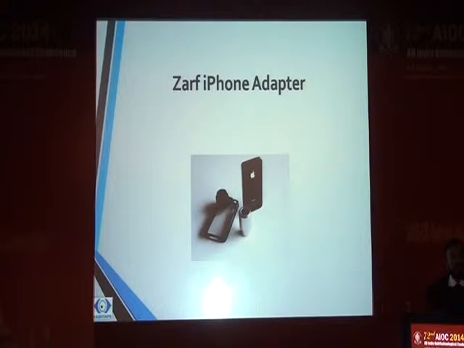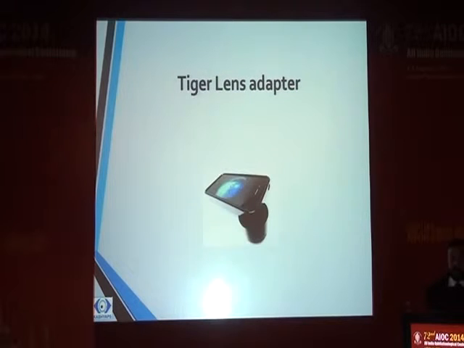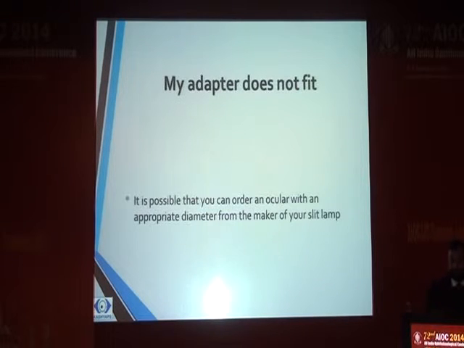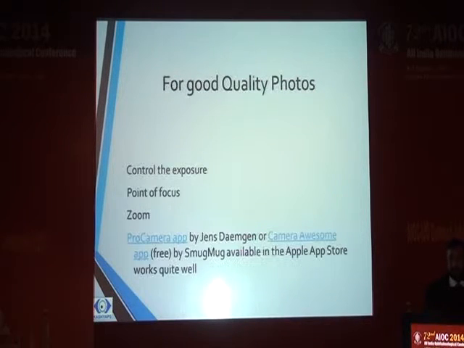Some of the adapters are available with the objective eyepiece. The Tiger lenses are just attached on the eyepiece. They are not supplied with the eyepiece. You have a cover which gets attached to the eyepiece of the slit lamp. Once the Killer adapter was very, very popular. If the adapter which you have purchased is not fitting well, you can ask your manufacturer, and they can supply the correct size of eyepiece of the slit lamp so that the adapter works.